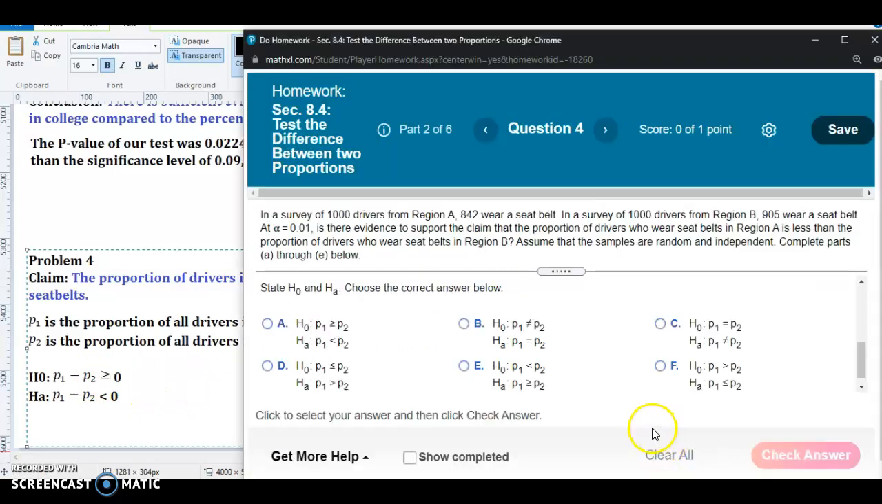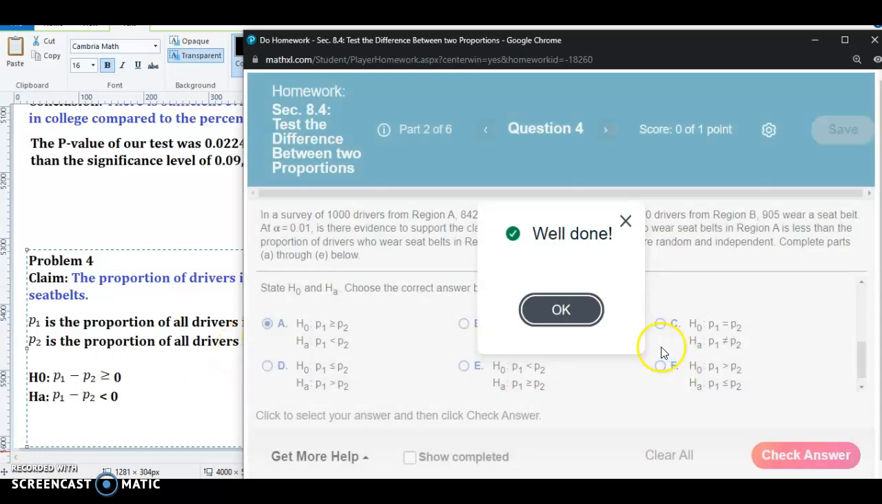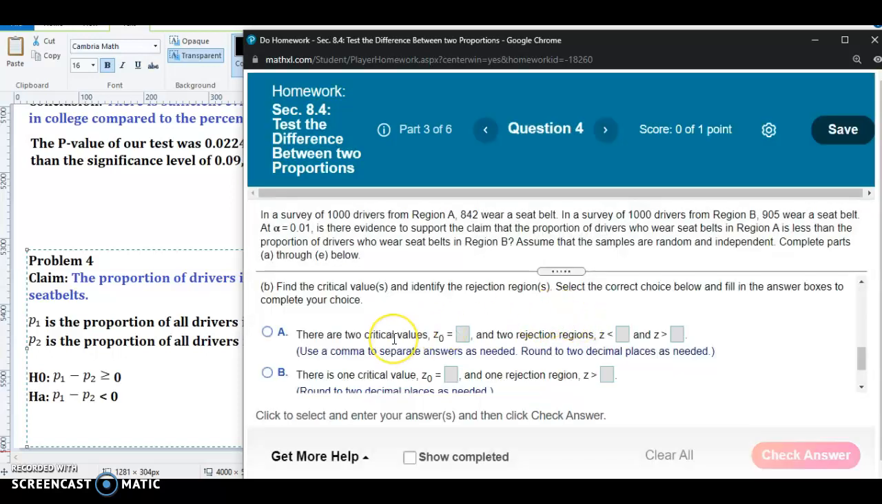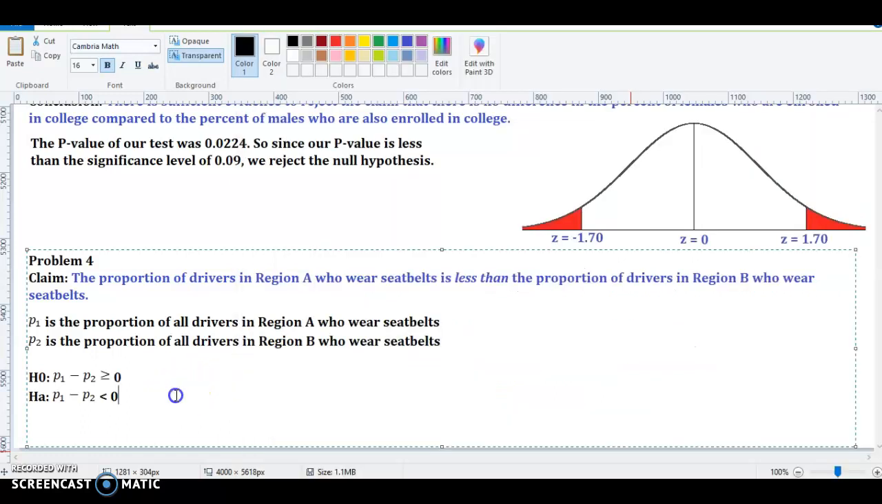So let's go back to the problem and then select the best answer choice. You want the greater than or equal to symbol in the null hypothesis, and then the less than symbol in the alternative hypothesis. So select the best answer choice. In part B, we're going to find the critical values and identify the rejection regions. This is where you have to decide whether the test is left-tailed, right-tailed, or two-tailed.